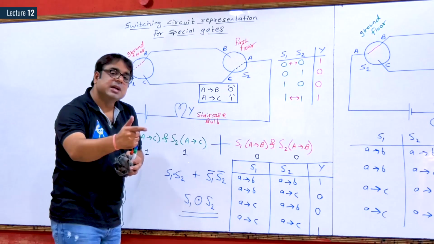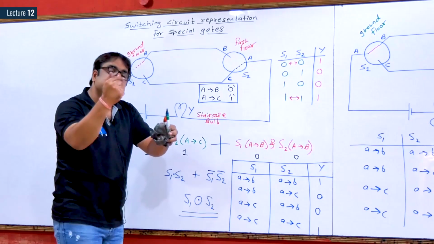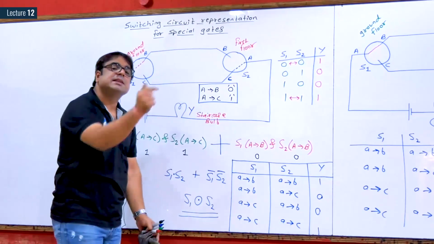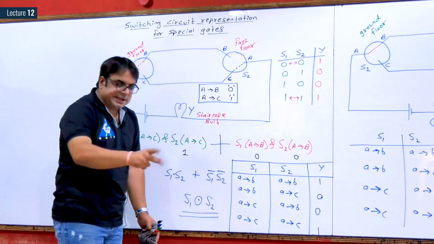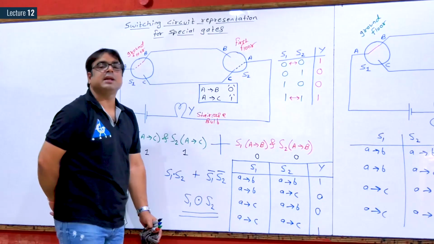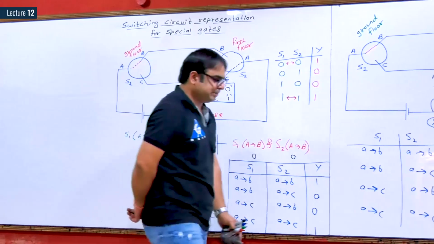What will happen in XOR? If you make both the switches in opposite state, then it will glow. Relative position is important in special gates. So now please see.